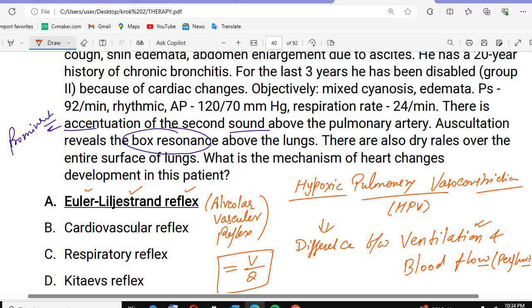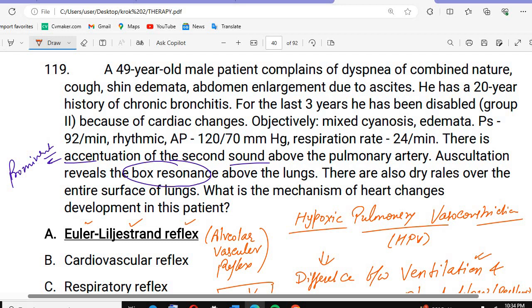So what we will see here in these conditions, in simple terms, as the name says, hypoxic pulmonary vasoconstriction, there is a decrease in the oxygen supply to the lungs and there will be vasoconstriction.